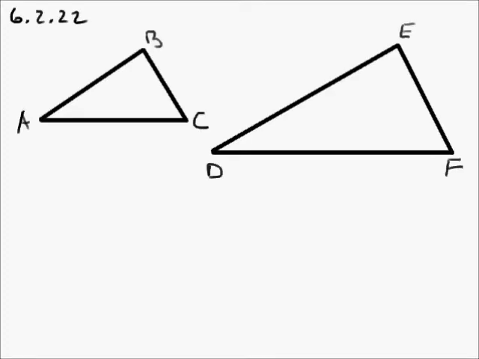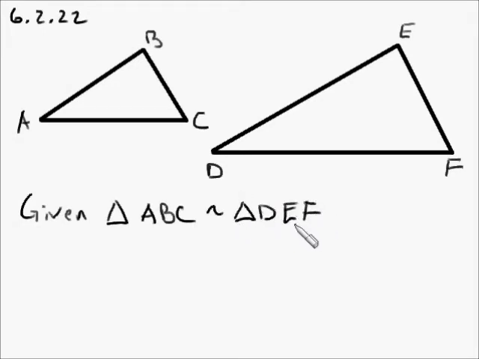Next, we're going to take a look at question 6.2, number 22. In this question, we're told to take two similar triangles. We are given that triangle ABC is similar to triangle DEF, and we have to prove that the altitudes of these two triangles are proportionate as well.